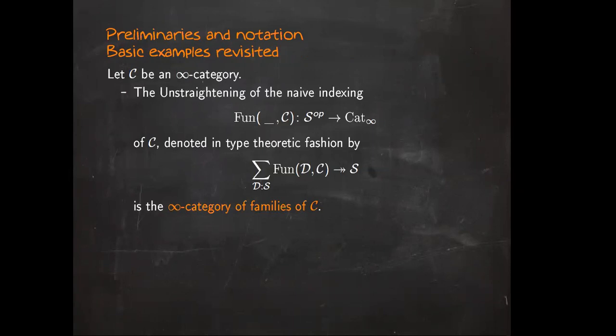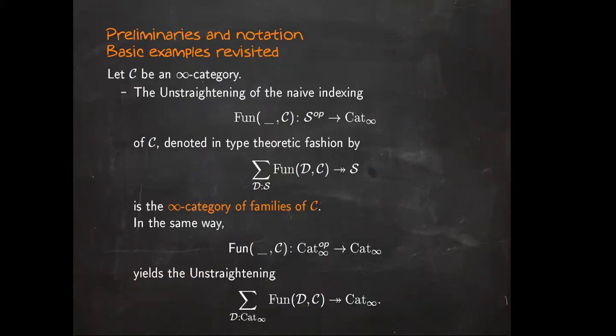There, if we have a category C, we can consider this naive indexing of sets. And the Grothendieck construction of that is just the Grothendieck fibration of families in C. And again, if we do not do this over sets, or over spaces, but over all infinity categories, we again obtain some unstraightening, right, which we can denote in the same way.